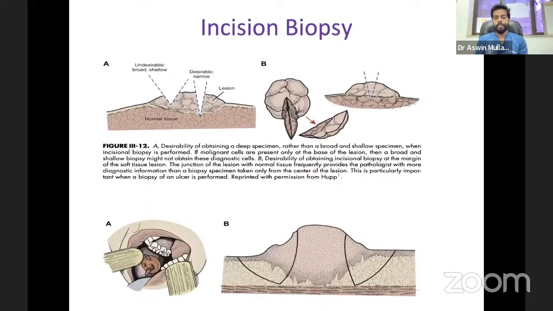Coming to incisional biopsy, how to take a proper biopsy? This is a question for many physicians, oral physicians, dentists, or other clinicians in the same field. So how to take a proper biopsy?